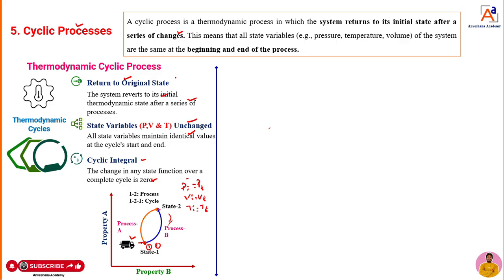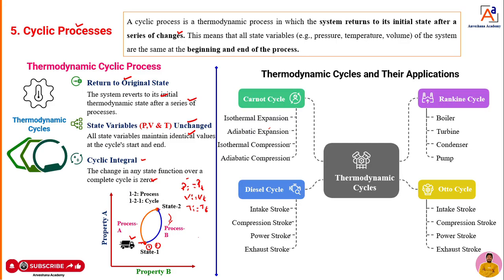A cyclic process is a thermodynamic process in which the system returns to its initial state after a series of changes. That means the state variables like pressure, volume and temperature are the same at both the initial and final state. That is known as a thermodynamic cyclic process. What are the examples, dear students? You can take a Carnot cycle, a Rankine cycle, a diesel cycle, an Otto cycle. Now, when it comes to the Rankine cycle, it has components: boiler, turbine, condenser and pump.